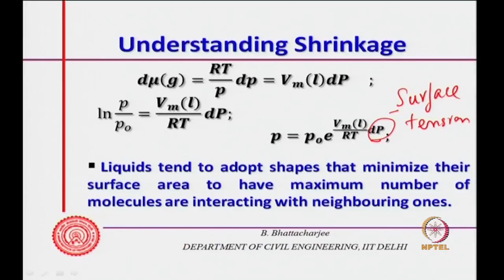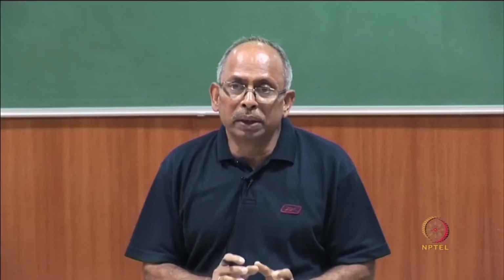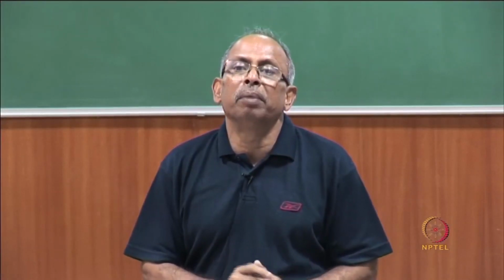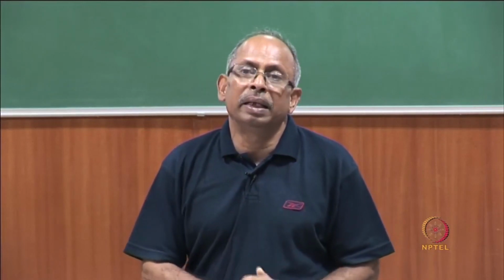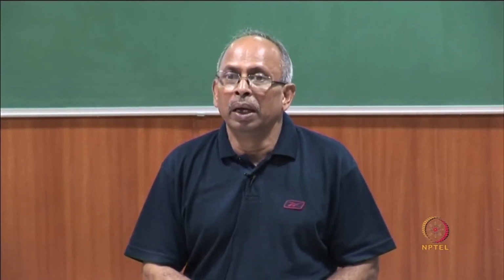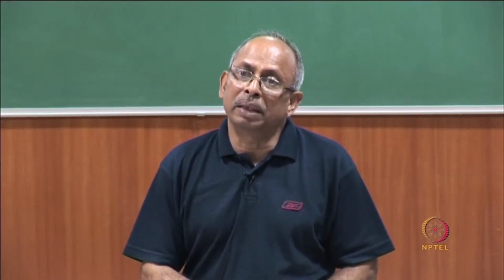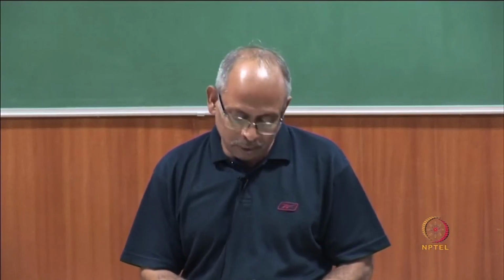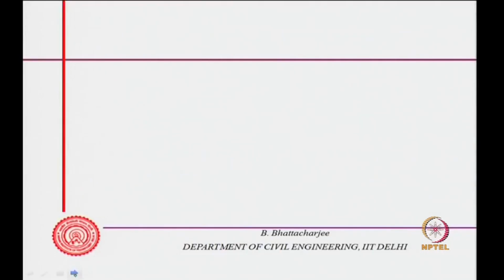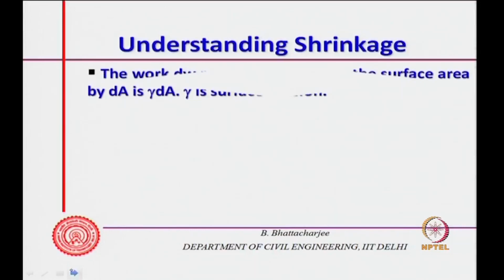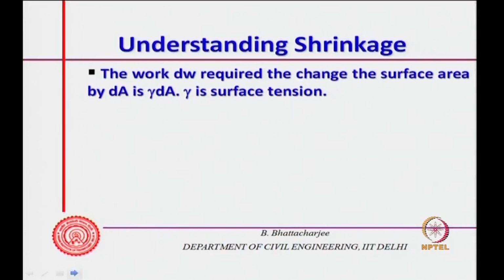So, just look at the fundamentals of surface tension. Liquids tend to adopt shapes that minimize their surface area, to have the maximum number of molecules interacting with the neighboring ones. Liquid always tries to adopt shapes that minimize its surface area. That is what we have seen. It takes the shape of the container and so on. That is the property of the liquid, and this is what leads to surface tension.